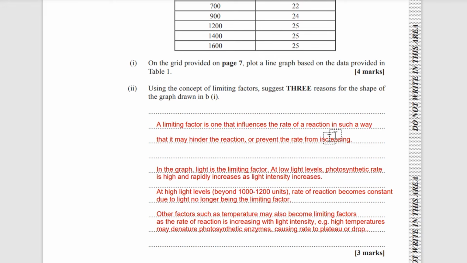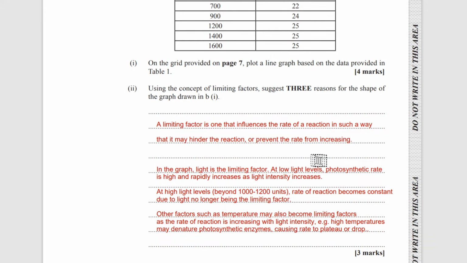Well, a limiting factor is one that influences the rate of a reaction in such a way that it may hinder the reaction or prevent the rate from increasing. So as I said in the beginning, if you didn't have light, that would have been the limiting factor, right? That would have been preventing or limiting the rate of photosynthesis. In the graph, light is the limiting factor.